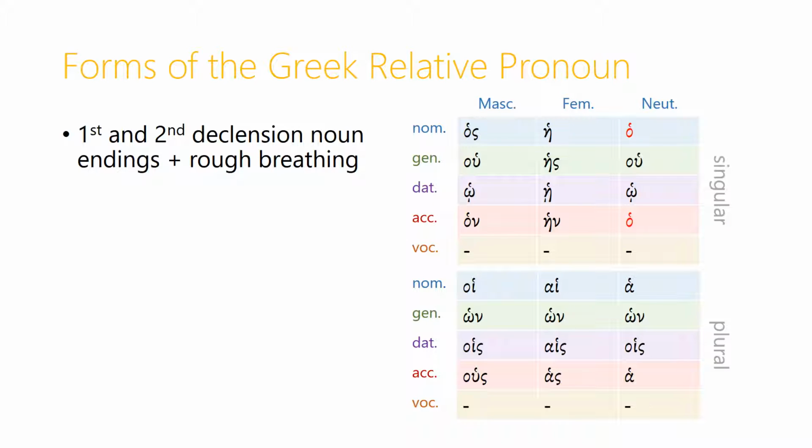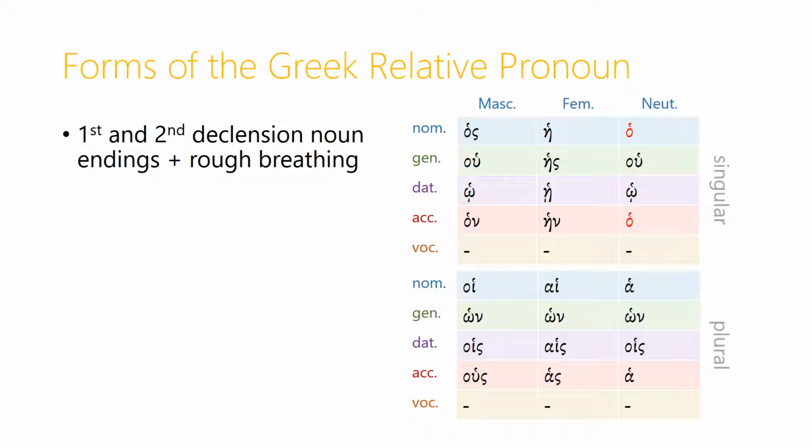Here are the forms of the Greek relative pronoun, and they're really quite easy, because they're just the first and second declension noun endings plus rough breathing. So if the regular second declension nominative masculine ending is os, we add a rough breathing to that and it becomes hos. Similarly, the nominative singular feminine relative pronoun is he.